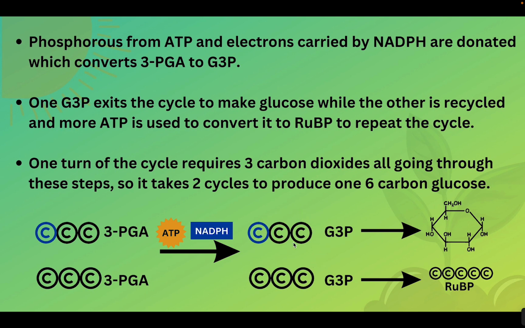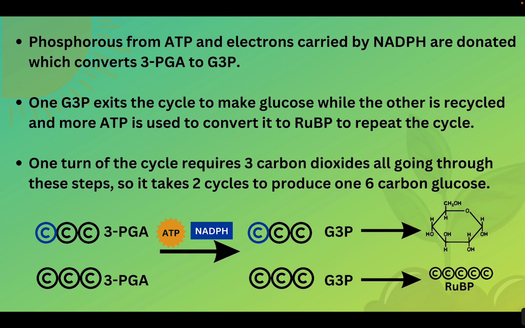One of them is going to exit the cycle at this point, and it is going to be used to make glucose, that sugar that's the final product of photosynthesis. The other one, the one that was just the 3 carbons left over from RuBP, is actually going to get recycled. That's why it's a cycle. This is going to go back to the beginning and get chemically converted back to a 5-carbon RuBP so that we can restart the cycle.